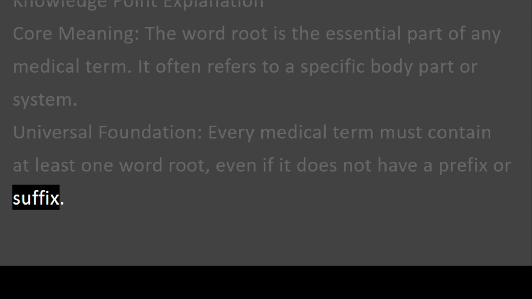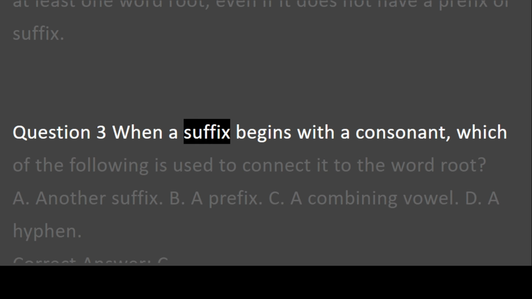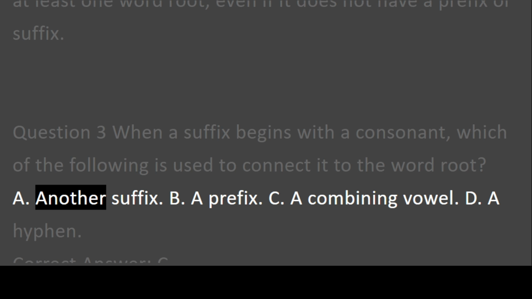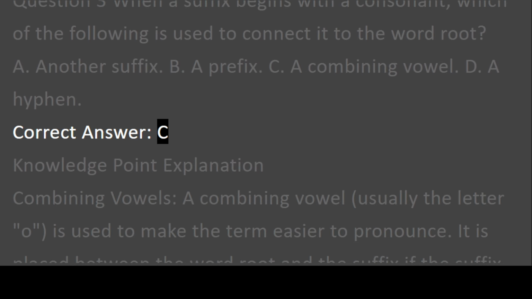Question 3. When a suffix begins with a consonant, which of the following is used to connect it to the word root? A. Another suffix. B. A prefix. C. A combining vowel. D. A hyphen. Correct answer, C.